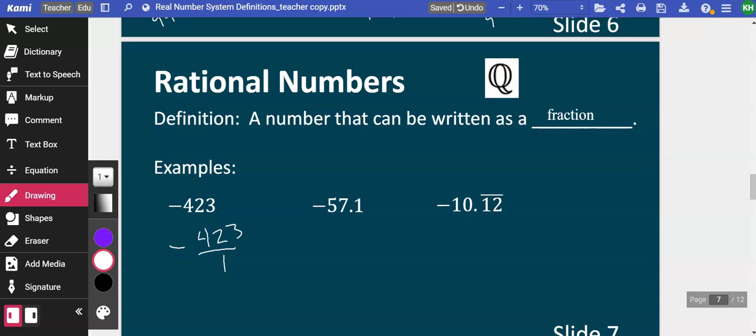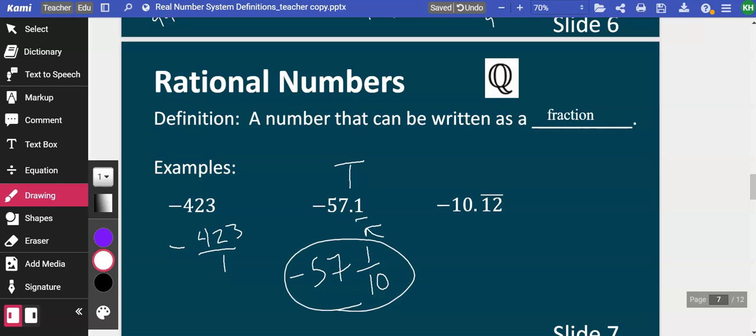Okay, over here we have a terminating decimal. And if you have a terminating decimal, you use place value to change this to a fraction. So this is the tenths place. So you'd write the 1 over 10. And then I'm just going to put that -57 out in front. So now this is a mixed number. And you can change a mixed number to an improper fraction.